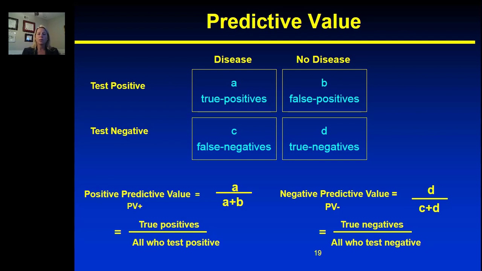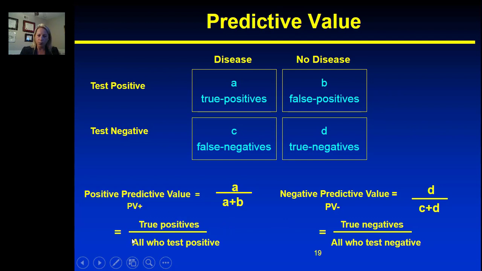So in terms of calculating the predictive values, we now are interested in the rows of our 2x2 table. The 2x2 table is set up the same way as it was before, with the disease down the columns and the outcome of the test along the rows. However, now we're going to be interested in the row sums, if you will. So the positive predictive value itself is the number of true positives who have the disease, which is the A value, divided by the sum of all test positive individuals, so A plus B.